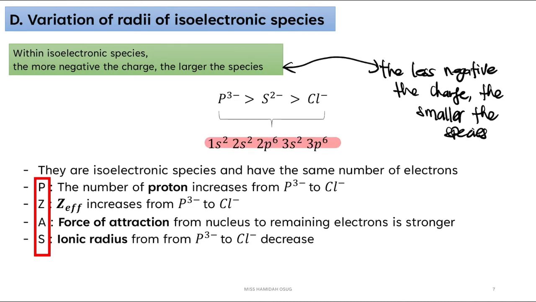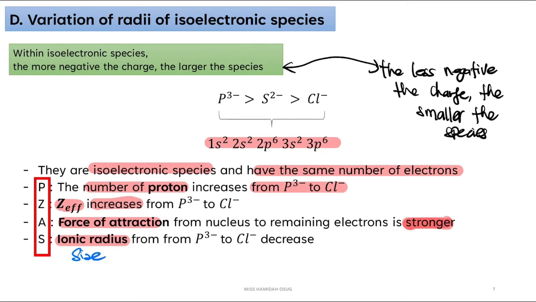So seperti yang kamu lihat, dia punya electronic configuration adalah sama. So dalam erti kata lain, semua spesies itu adalah isoelectronic species yang mempunyai bilangan elektron yang sama. So daripada P3- kepada Cl-, the number of protons will increase, and also the Zeff will increase, causing the force of attraction from the nucleus to the remaining electrons to be stronger. Therefore, the ionic radius from P3- to Cl- will be decreasing. So untuk explain ini juga kita akan guna pakai PISAS.